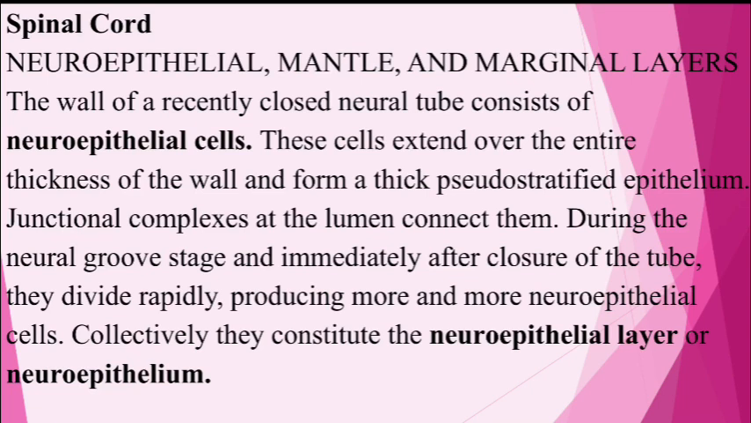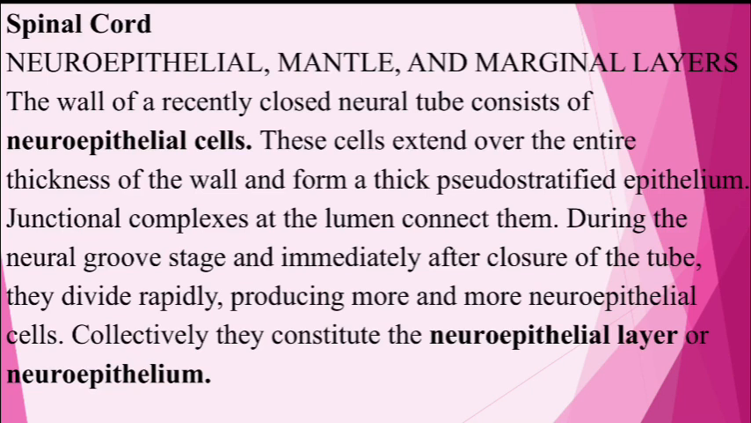So the neuroepithelial cells differentiate to give you the neuroblasts. They form the mantle layer. So you see these neuroblasts that are differentiating, they are arranged in the mantle layer, which is a zone around the neuroepithelial layer. The mantle layer later forms the gray matter of the spinal cord. I said that a while ago.